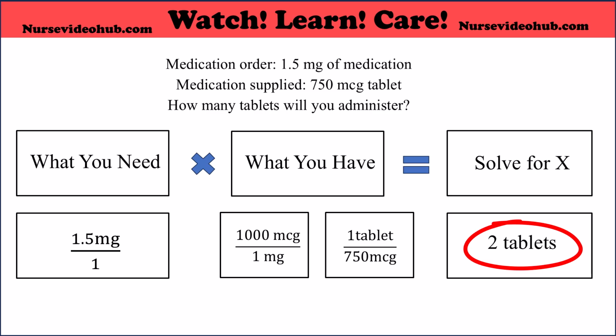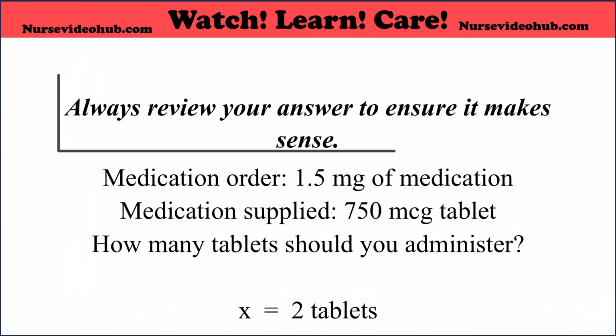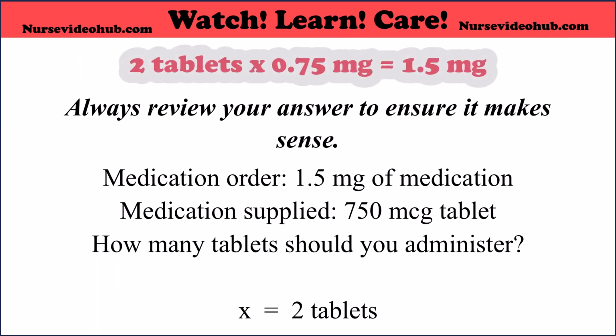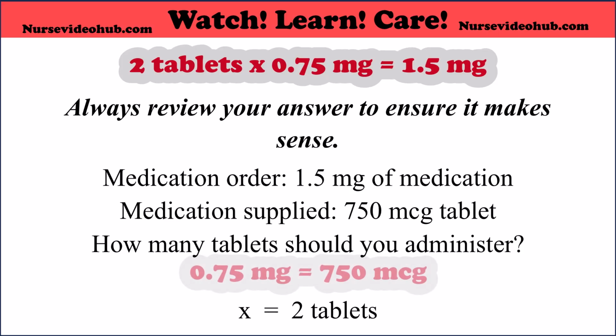You would administer 2 tablets of the medication to deliver a 1.5 milligram dosage. Always review your answer to ensure it makes sense. The reverse method is to multiply the amount to be administered, 2 tablets, by the concentration available, 0.75 milligrams, based on 750 micrograms divided by 1,000 to convert to milligrams, which equals the prescribed dosage, 1.5 milligrams.